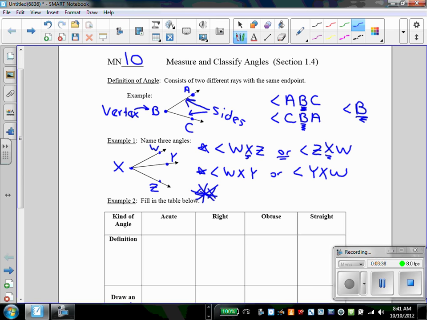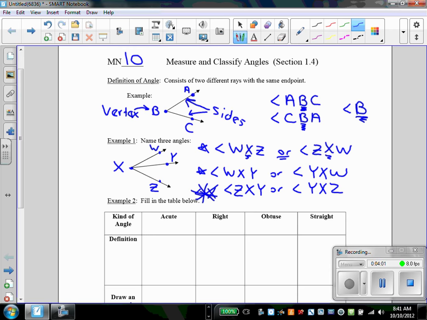Our third angle that we can use is that lower angle, which is going to be, let's say, angle ZXY, or again, if you prefer writing it as YXZ, that is absolutely wonderful. So those are the ways you name angles.